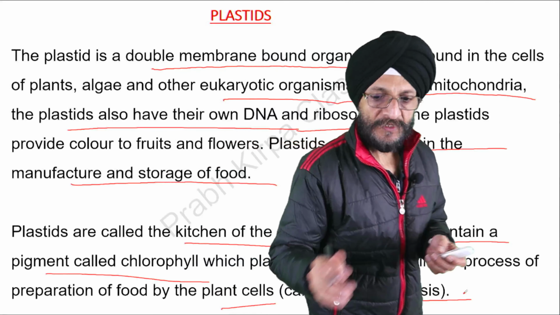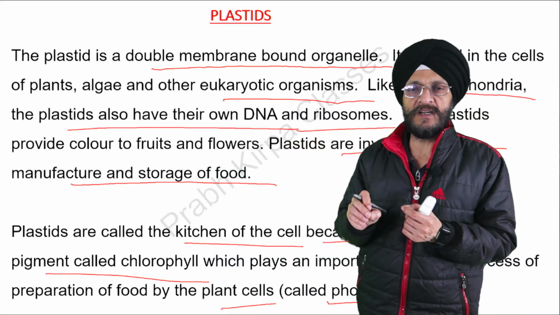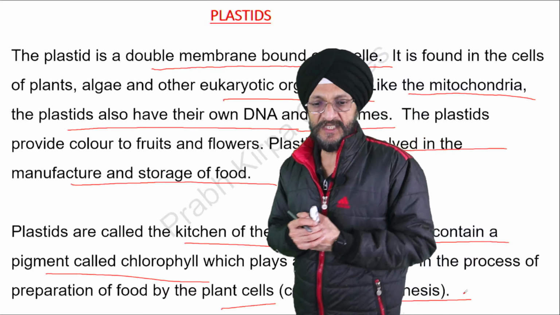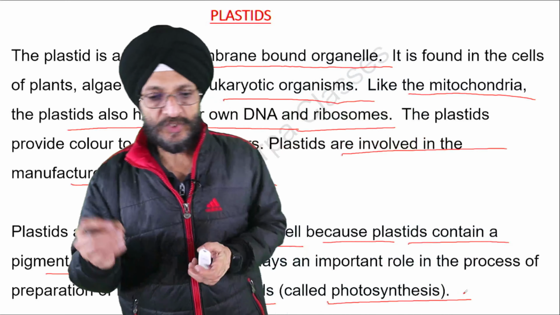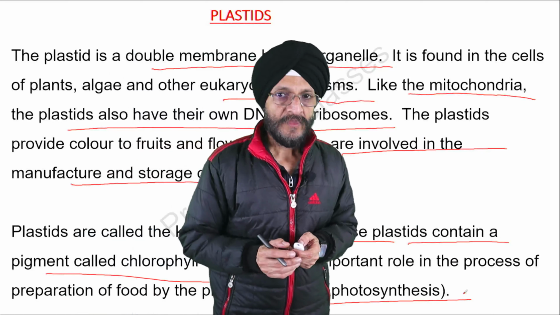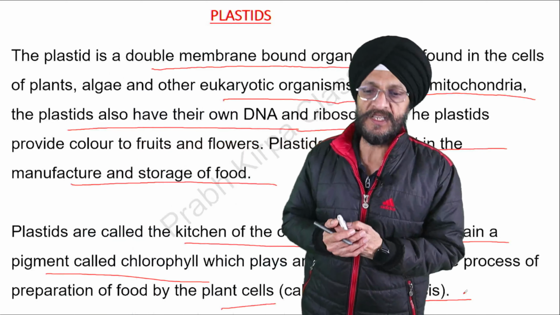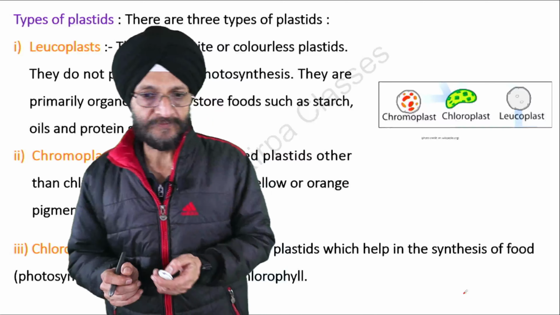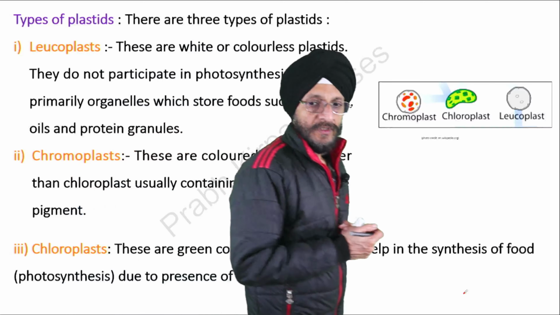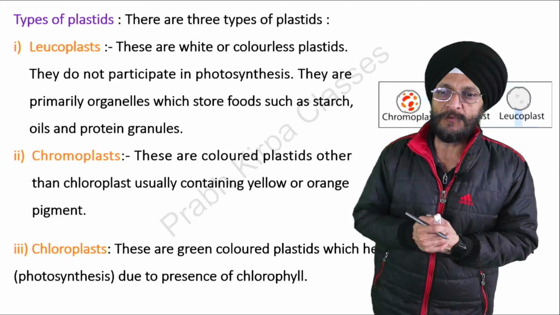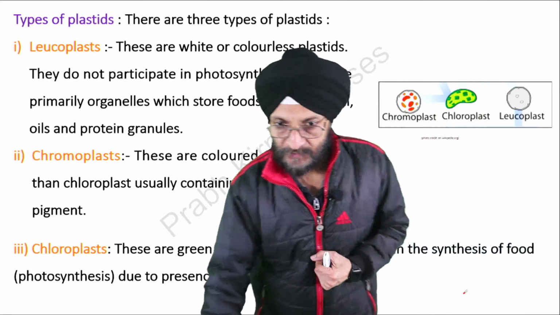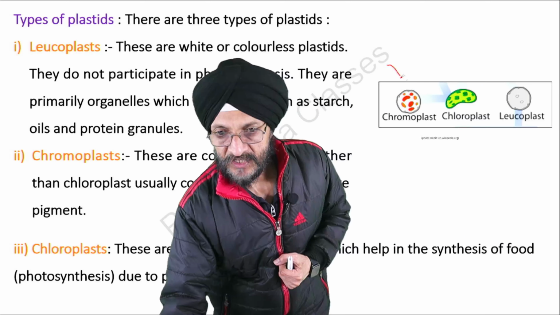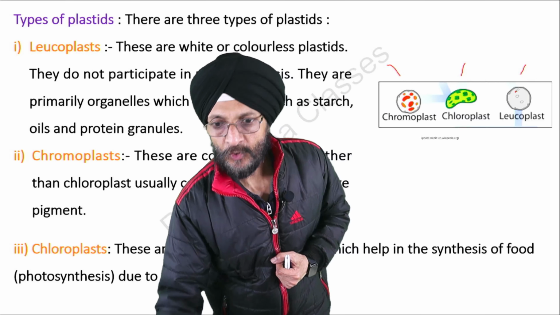It is because of the presence of the pigment called chlorophyll that the plastids are known as the kitchen of the cell. Because the chlorophyll plays an important role in photosynthesis. Now, there are three types of plastids. You can see in this picture chromoplast, chloroplast, and leucoplast.